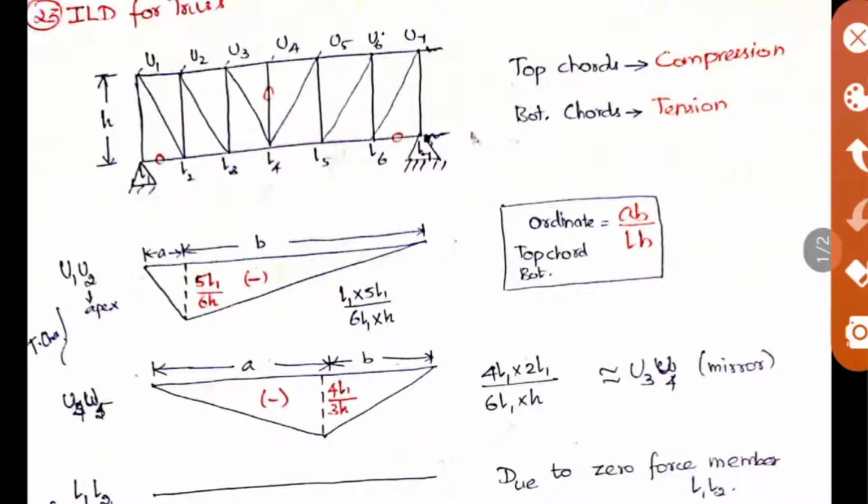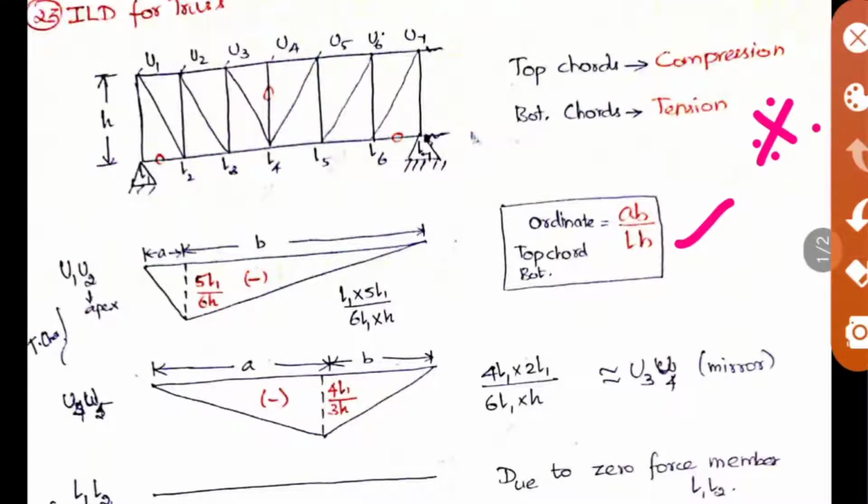First let us see how to find the ILD for a member in the top chords. Top chord members are U1-U2, U3-U4 and so on. Before that, remember these 2 points, which are very important. For top chords the ILD is always in compression, and for bottom chords the ILD is always in tension, and the ordinate for both will be a b by L into H. This is the simple formula.